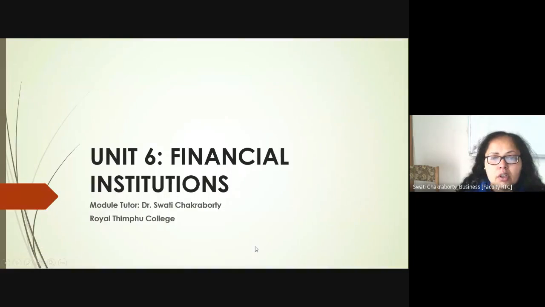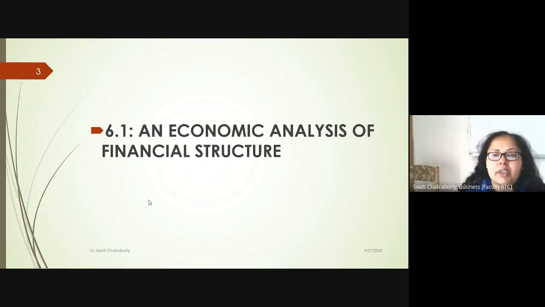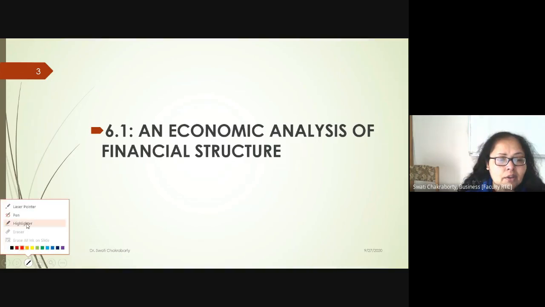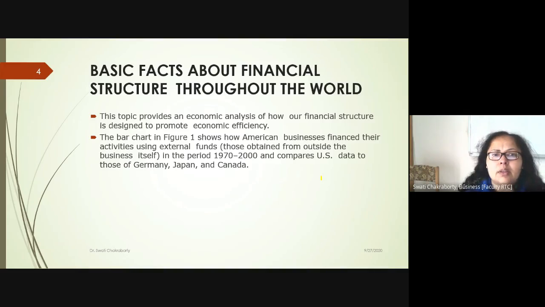Okay, how do we go about this? These are the topics that we have, all 6 topics, so we'll go one by one. The first topic is the economic analysis of the financial structure. That's what we are going to talk about. Some of the basic facts about the financial structure throughout the world. When we talk of this topic, it provides an economic analysis of how our financial structure has been designed worldwide to promote economic efficiency.